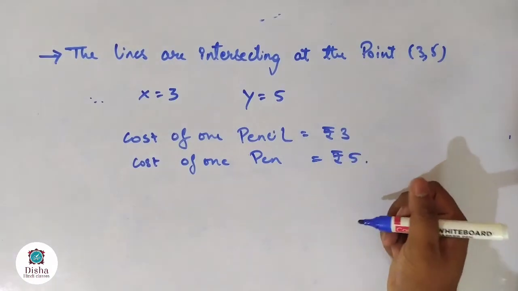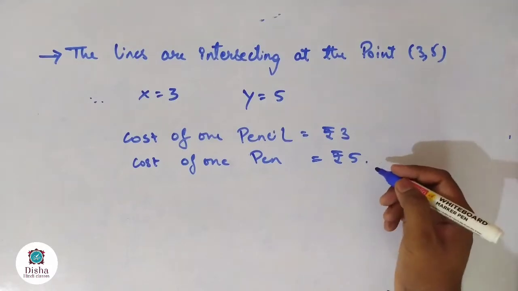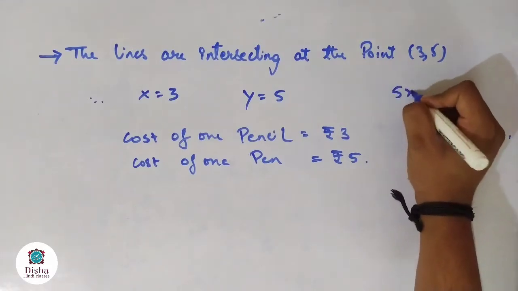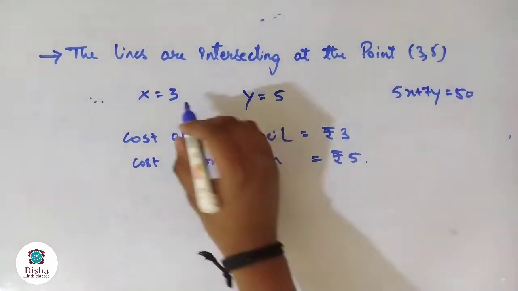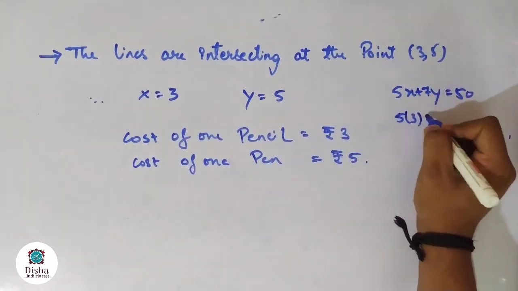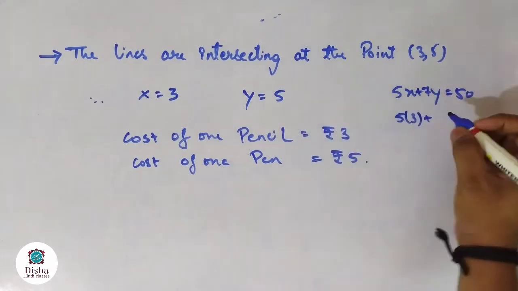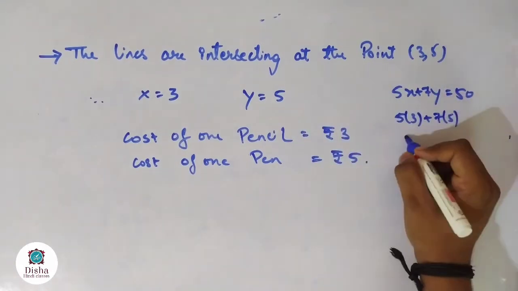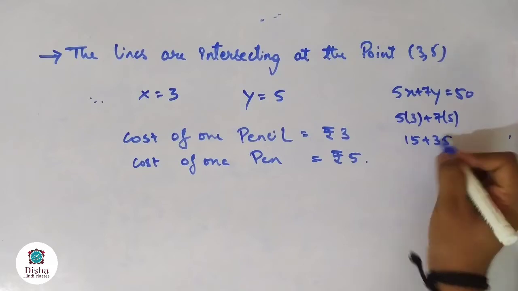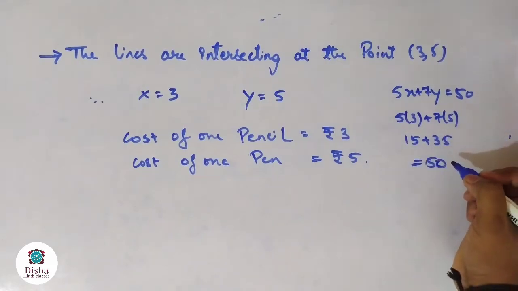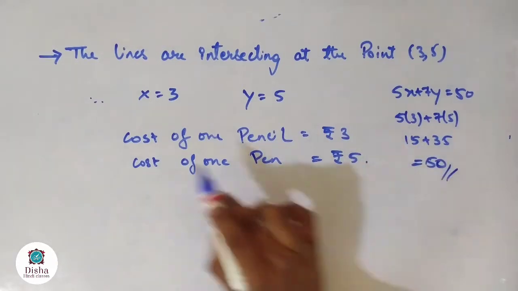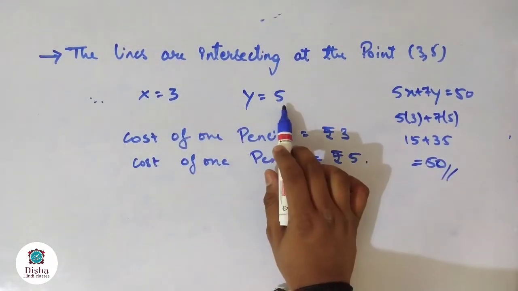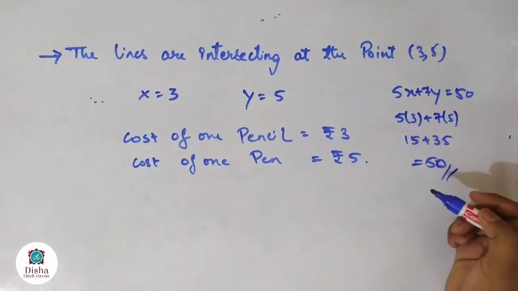Now if you want to recheck it, you can substitute these values in any of the equations. So let us take 5x plus 7y equals 50. What is the x value? 3. So 5 into 3. And what is the y value? 5. So 7 into 5. 15 plus 35 equals 50. So therefore we have got the right answer, that is x equals 3 and y equals 5. Okay.